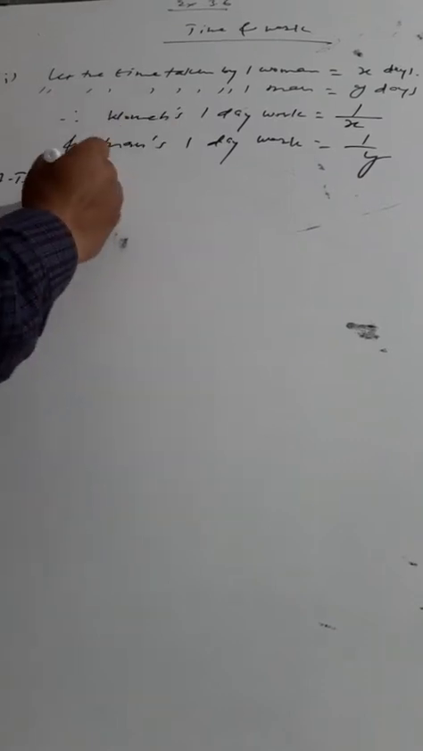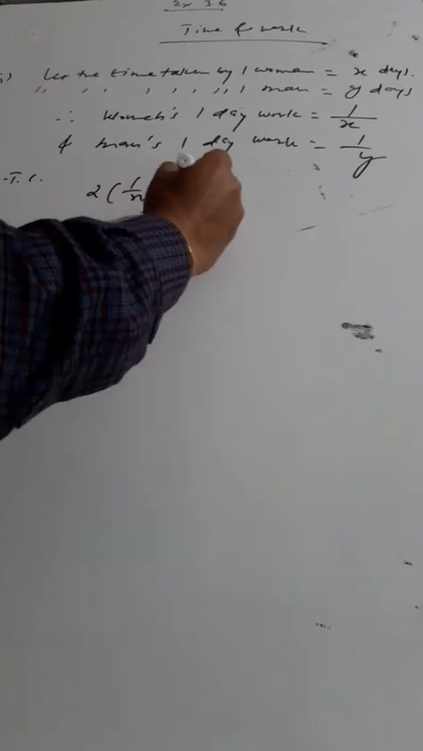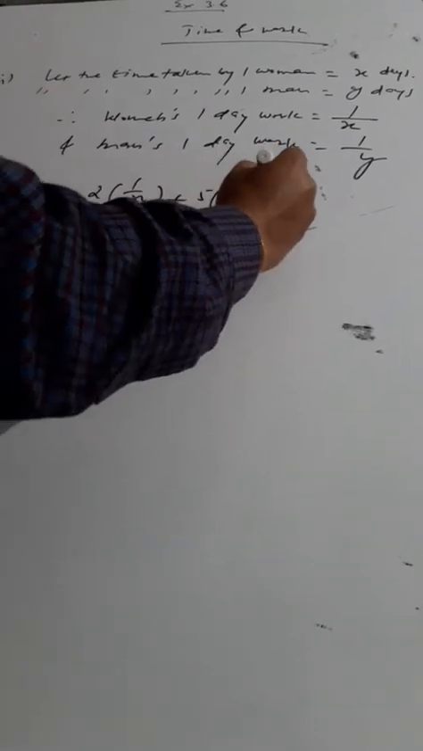So according to the conditions, 2 men, 2 women, and this is 2 women and 5 men. So 2 into 1 upon X. I'm talking about 1 day work plus 5 men's 1 day work is equal to this. They are finishing in 4 days does not mean it is equal to 4. I'm sharing their 1 day work.